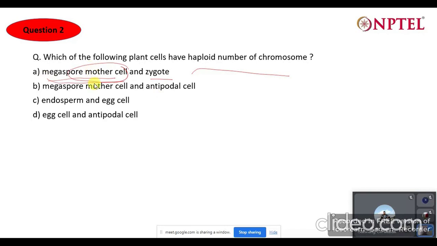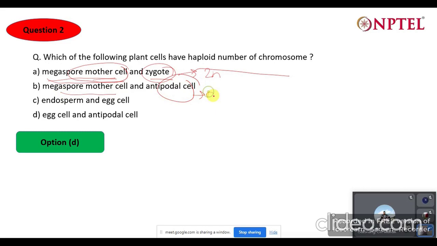So the megaspore mother cell is the one from which the megaspore arises, and it has a 2n number of chromosomes, while the zygote is formed from the fusion of male and female gametes, so it is also 2n. Then comes option B, megaspore mother cell and the antipodal cell. We discussed the megaspore mother cell, but the antipodal cell is haploid in number because it is present in the embryo sac.